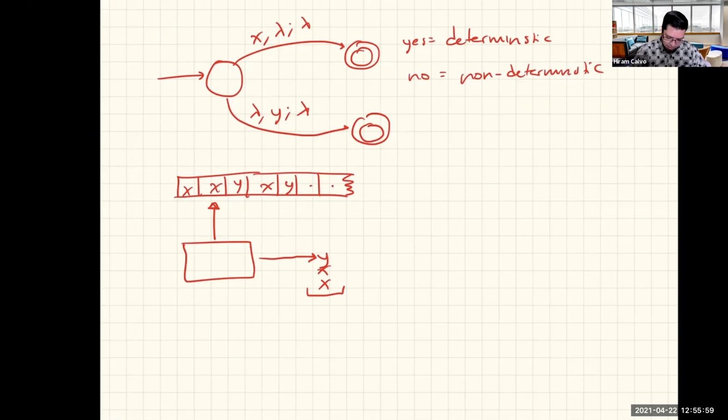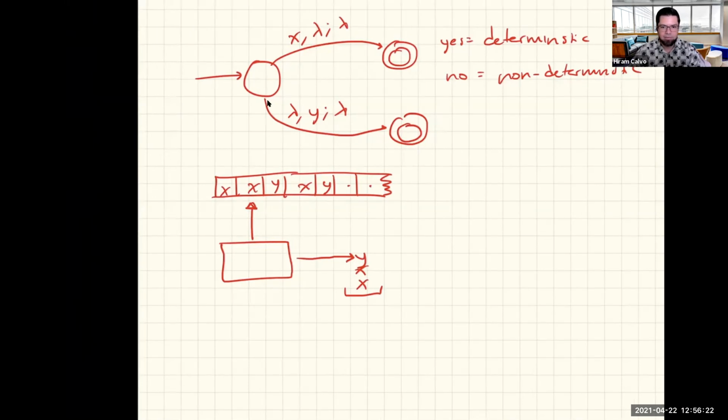So you can say, okay, I can read an X and ignore the stack. Then you follow this arc. Or you can ignore the input and pop out the stack and follow this arc. Which one is the correct one? Both are correct. Like you can go either up or down. Yeah, right. So that makes this non-deterministic. So you can say, oh my God, when I thought it was, it wasn't. And when I thought it wasn't, it was.